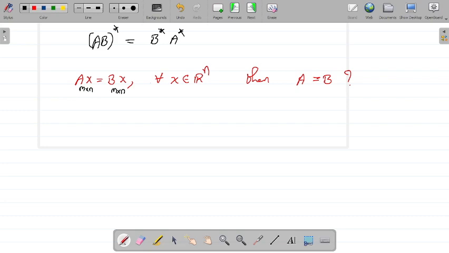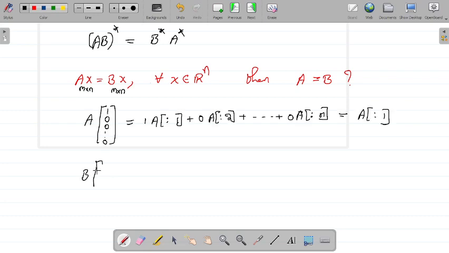Now similarly, let me see what is B multiplied with this. This will also give us the same thing. B multiplied with 1 0 and so on 0. So this will give me B1, the first column of B, right? But we know one thing. We know that Ax equal to Bx for every x in Rn. So this is an x in Rn. So we know Ax equal to Bx.